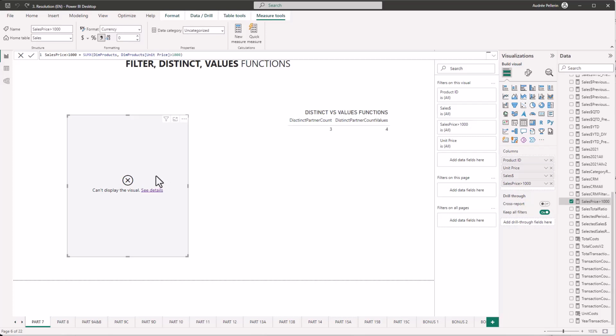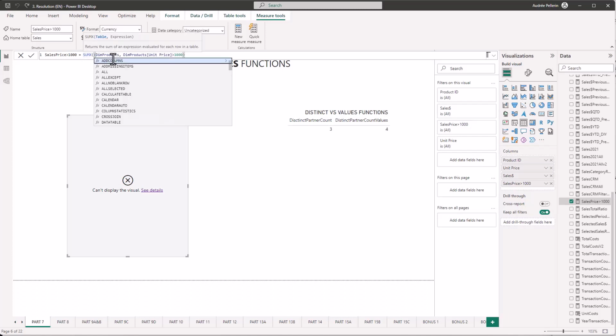Why is that? So if we go back to the syntax of a SUMX measure, let's take a look at what we have to put inside of a SUMX. First of all, we have to put a table on which we want to perform a calculation. So in this case, it's going to be DimProducts. So far, that works. But then we have to put an expression, and what we put in the expression parameter is DimProduct unit price higher than 1000.